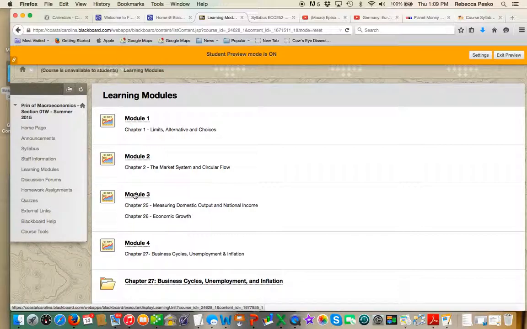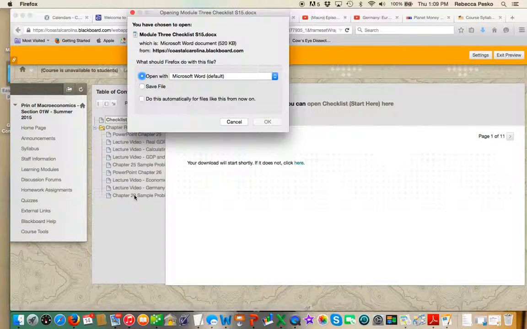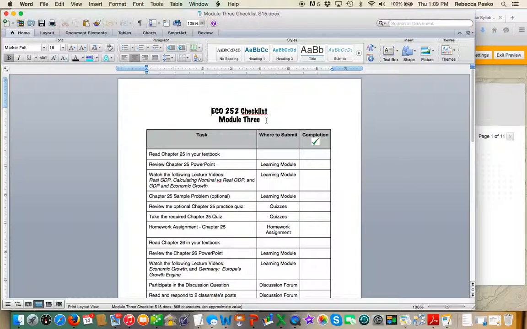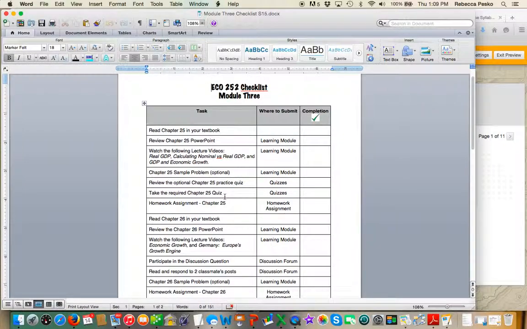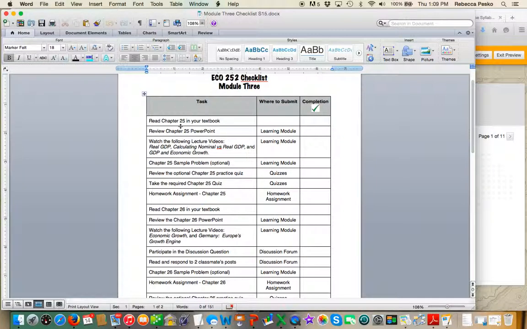So say we're in the third week of the class, we come up to module 3, you would click on module 3, and it will give you a checklist. I highly recommend printing or saving the checklist. This is going to help you know where everything is located, what's due, when it's due, and really kind of guide you through each module. So in this example, we have to read chapters 25 and 26. That's what the module is based off of, chapters 25 and 26. So it reminds you to read that chapter, to look over the PowerPoint.